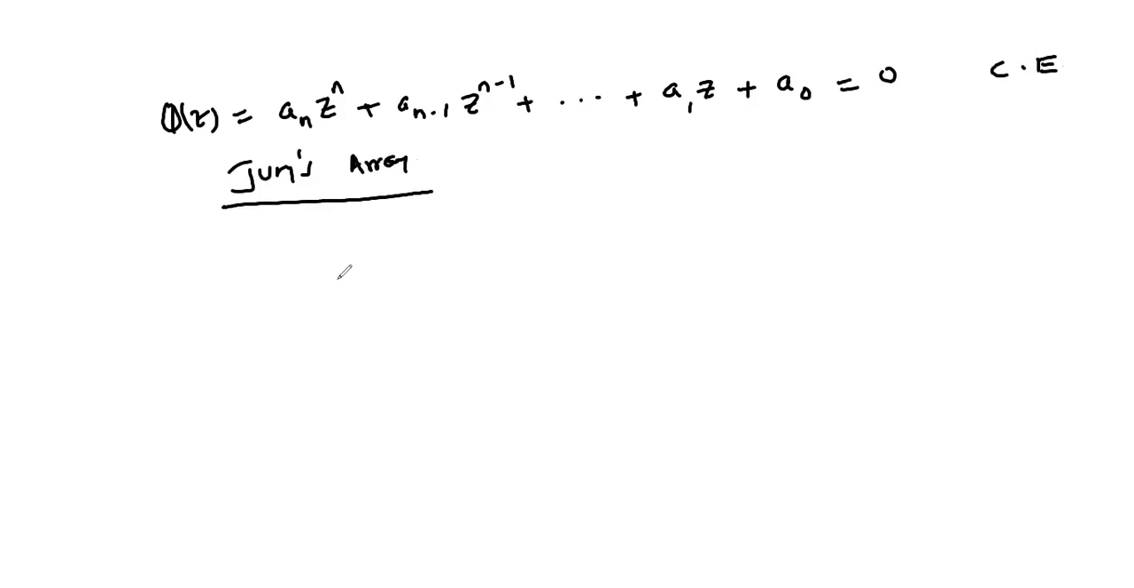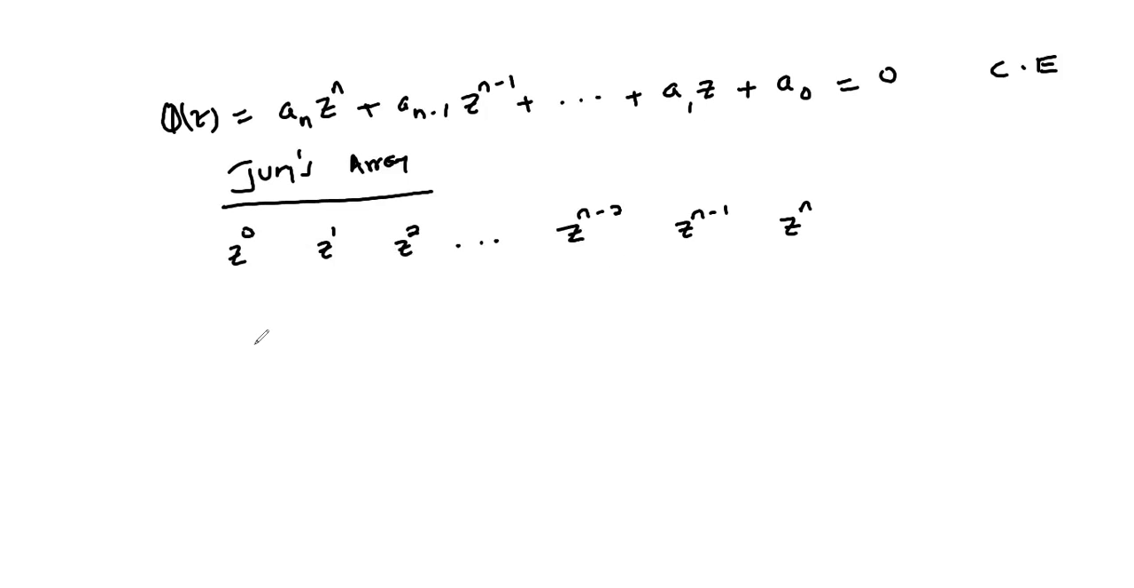Jury's array is formulated as follows. So we first write the order, that is the powers of Z from power 0 to power n, as Z^0, Z^1, Z^2, all the way to Z^(n-2), Z^(n-1) to Z^n.